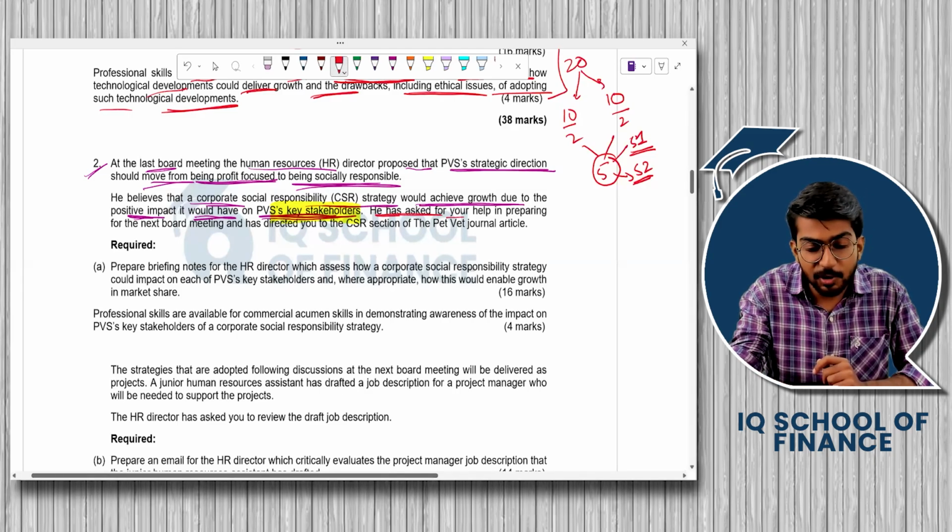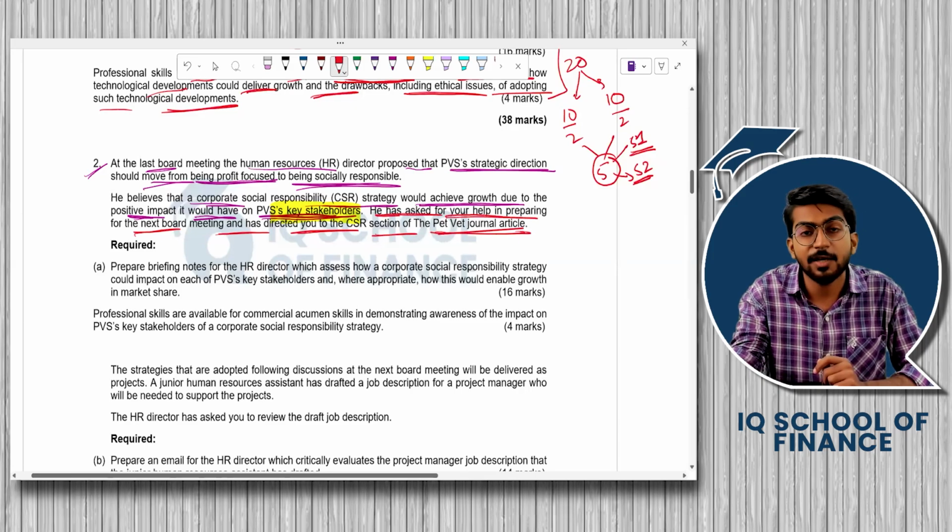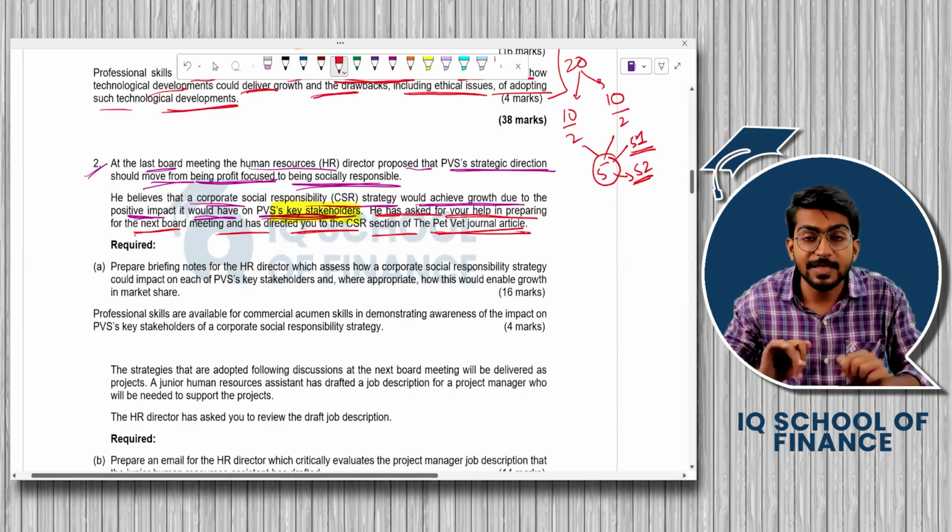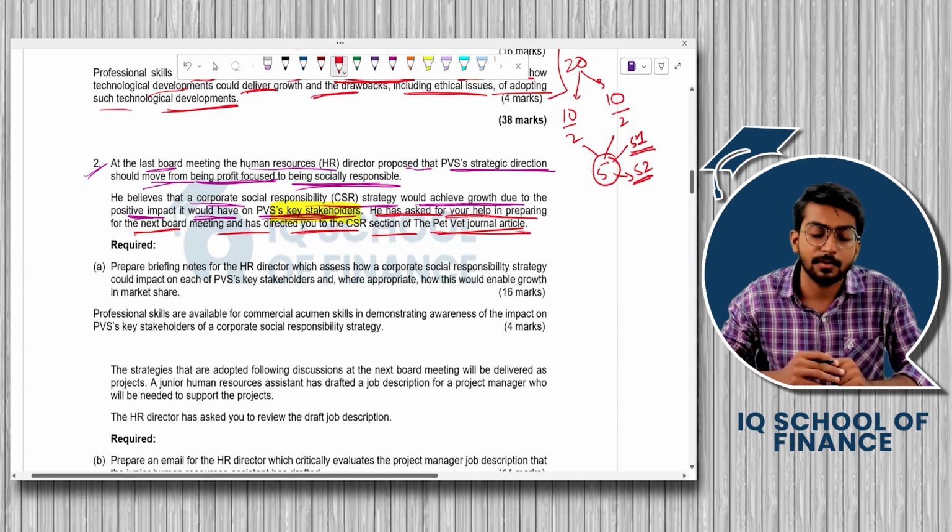He has asked for your help in preparing for the next board meeting and has directed you to the CSR section of the Pet Vet Journal article. So he's saying to go and look at the CSR section in the Pet Vet Journal article and prepare something to be presented in the next board of directors meeting.